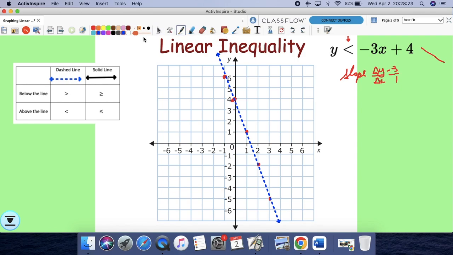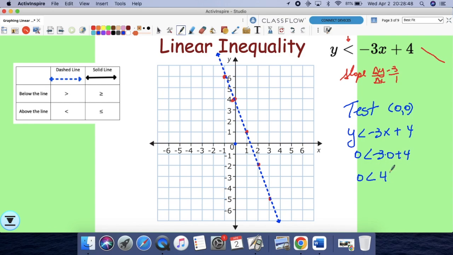The first thing we do is pick a test point, a point that's not on the line. In this case, 0, 0 is available. It's not on the line, so we're going to use it. Let's go back to the inequality and replace x and y with 0. We get 0 less than negative 3 times 0 plus 4. Negative 3 times 0 is 0, and 0 plus 4 is just 4. So we get 0 less than 4. Is that true? Yes, it is. 0 is less than 4.